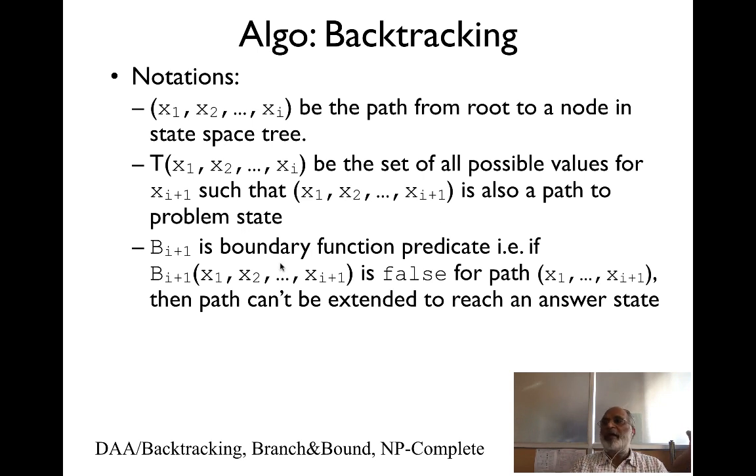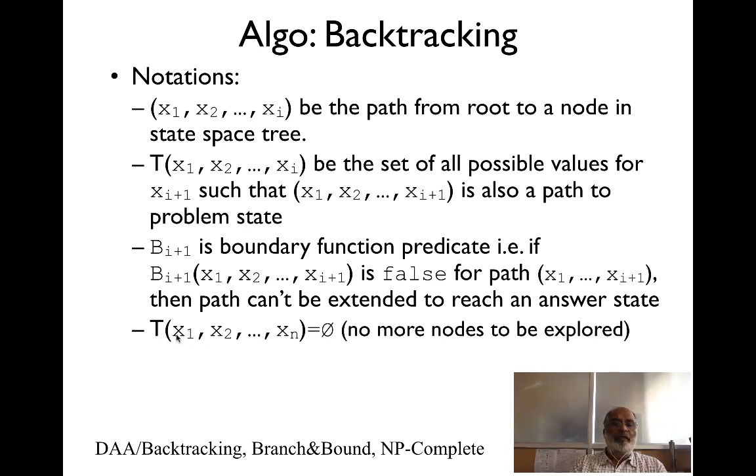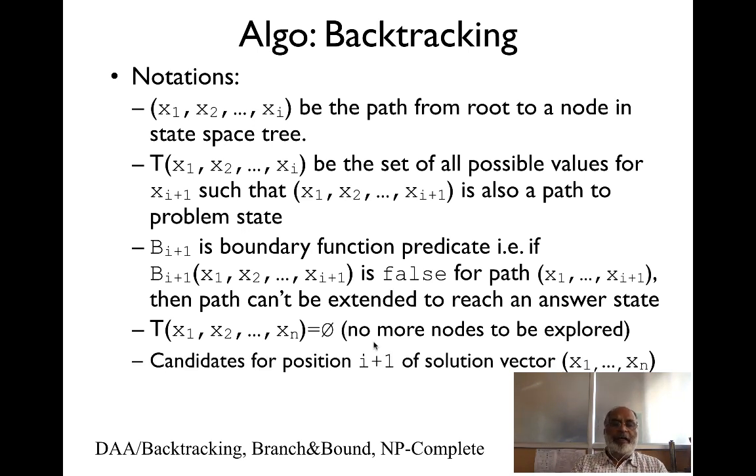We further define boundary conditions corresponding to criteria, where B(i+1) is a boundary function predicate. If B(i+1) is false, that means it's not a solution. We define that and proceed further, and T(x1 to xn) is false because there is no x(n+1) node, so don't explore. Essentially, the candidate for position x(i+1) is a solution vector within this space. Till x1 to xi we find something, we stop there and build the solutions.